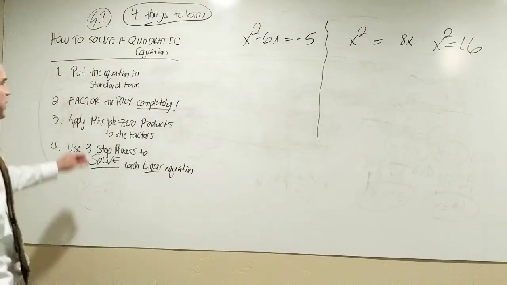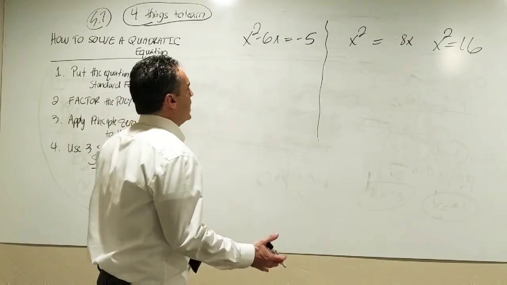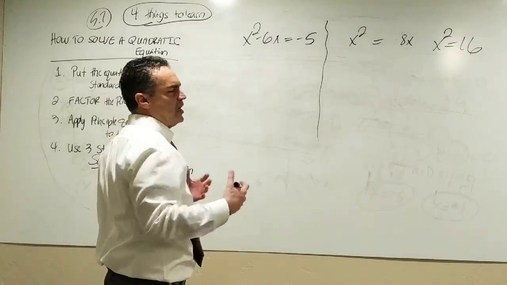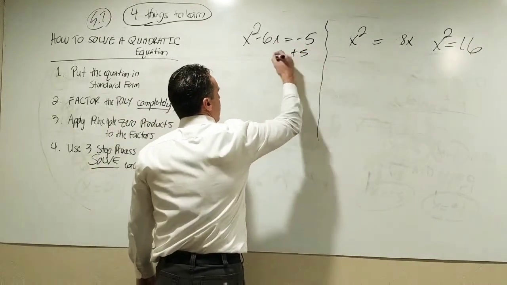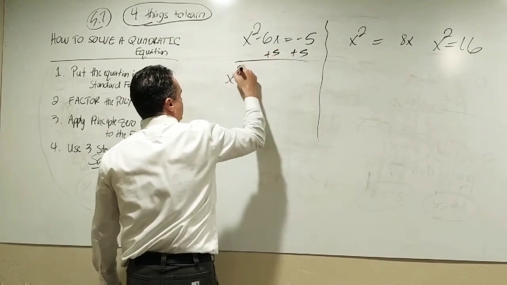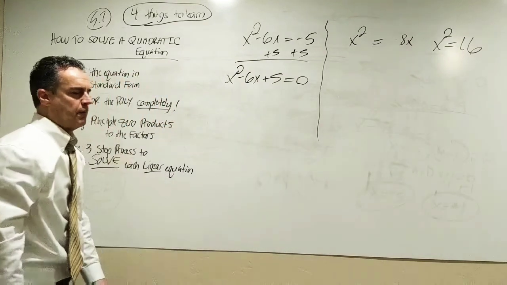So the first step is we're going to put the equation in standard form. Check it out, folks. That means I have to get everything on one side in descending order, set equal to 0. So we're going to add 5 and add 5, and we're going to say x squared minus 6x plus 5 equals 0. That's now in standard form.